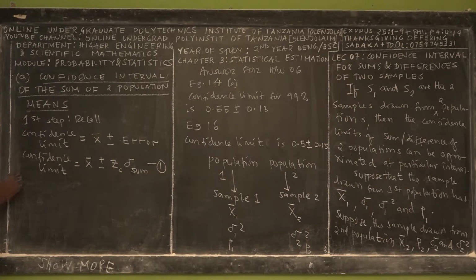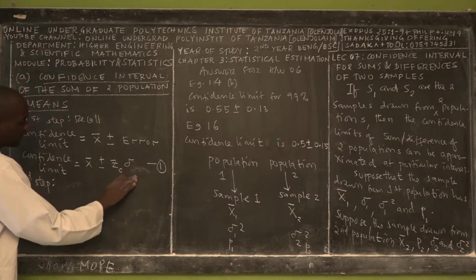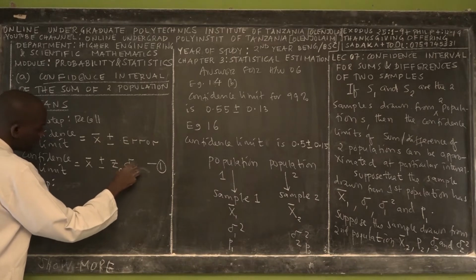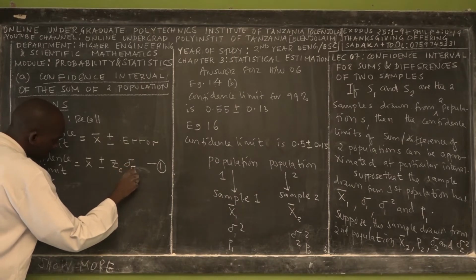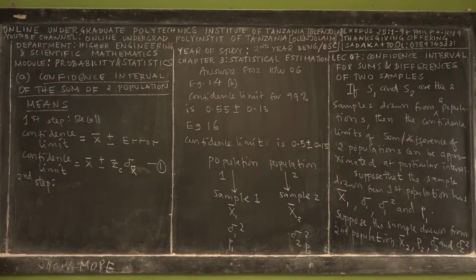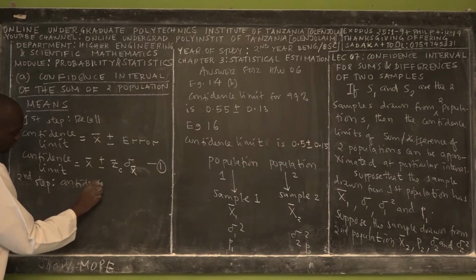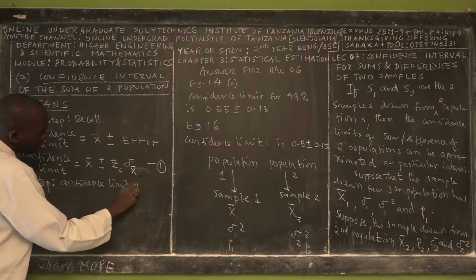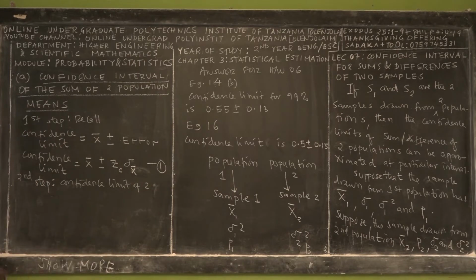That's the general formula. So the second step, this is the standard deviation of the sampling distribution of means. This is the general formula. Second step, so you say that confidence limit of two populations or of two samples is what? Now we have two means.